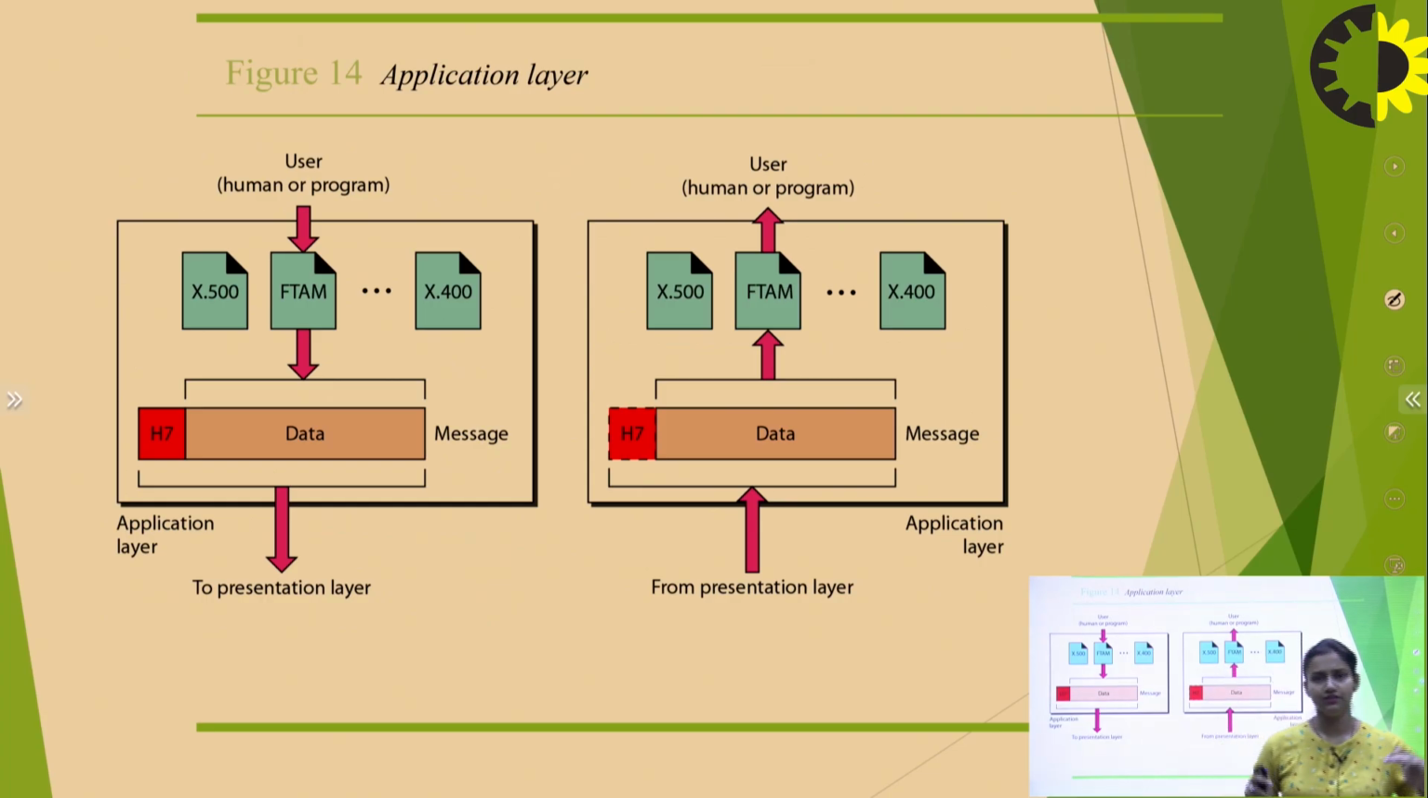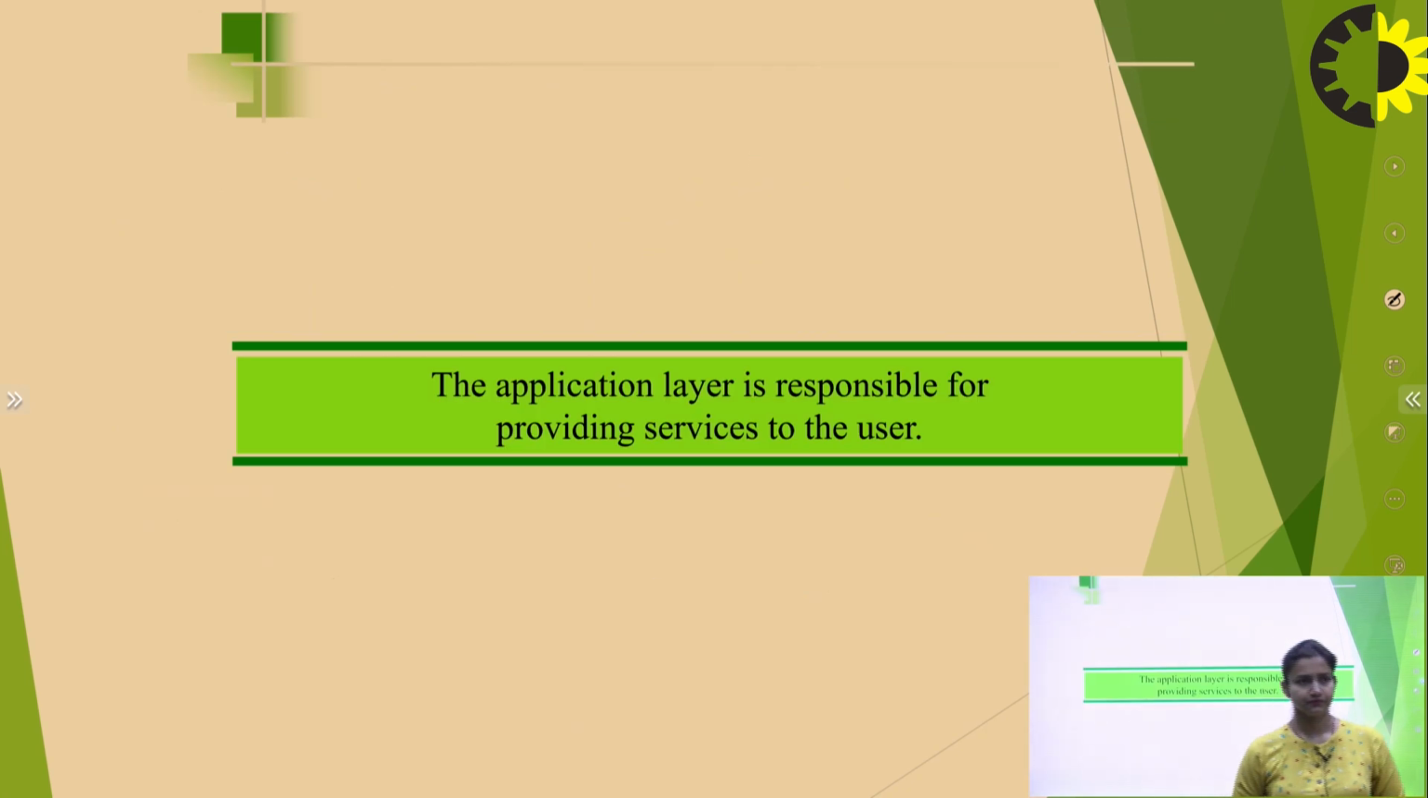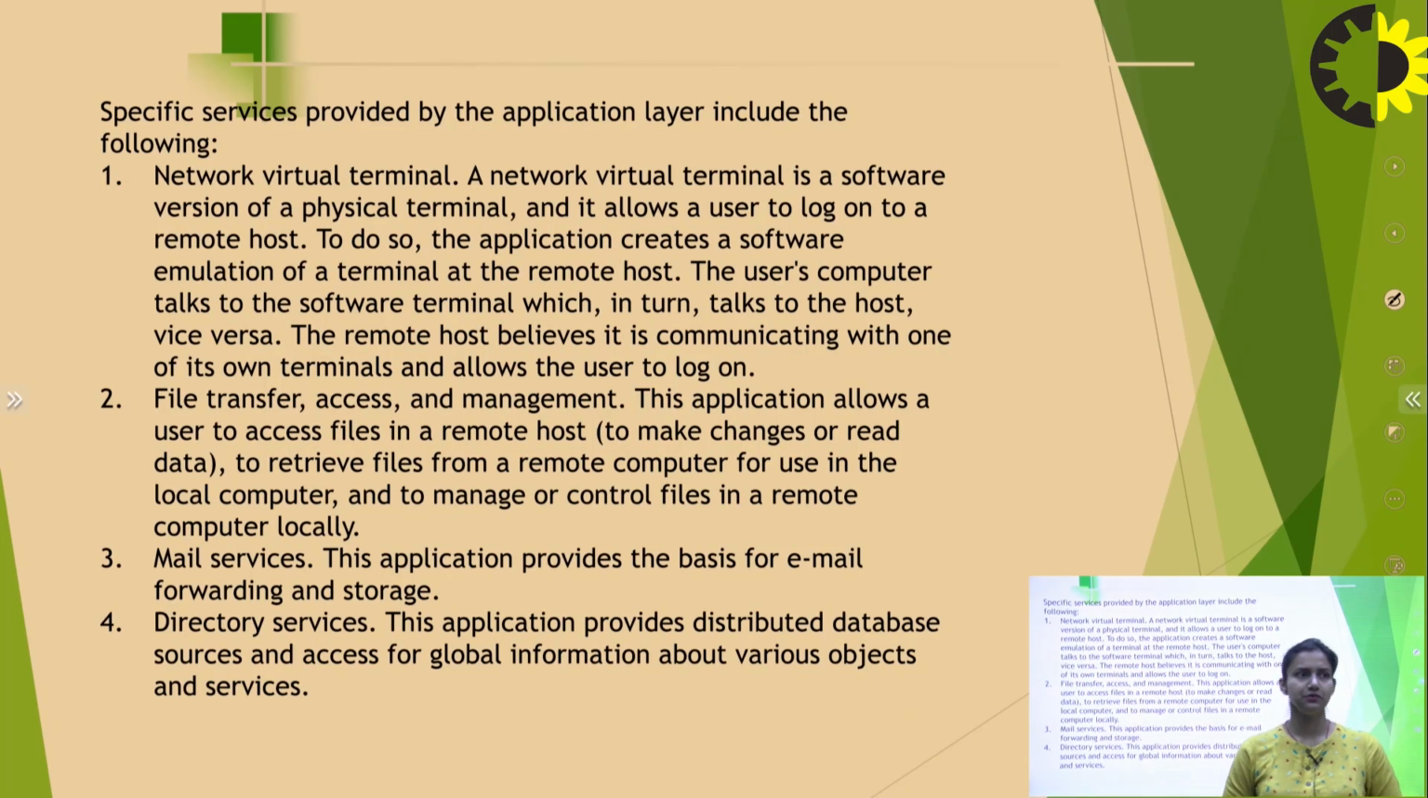The application layer is directly connected to the user. On the sender side, it receives the data from the user, and on the receiver side, it sends the data directly to the user. The application layer is responsible for providing services to the user. The network virtual terminal allows a user to log in to a remote host. It creates a software emulation of a terminal at the remote host.